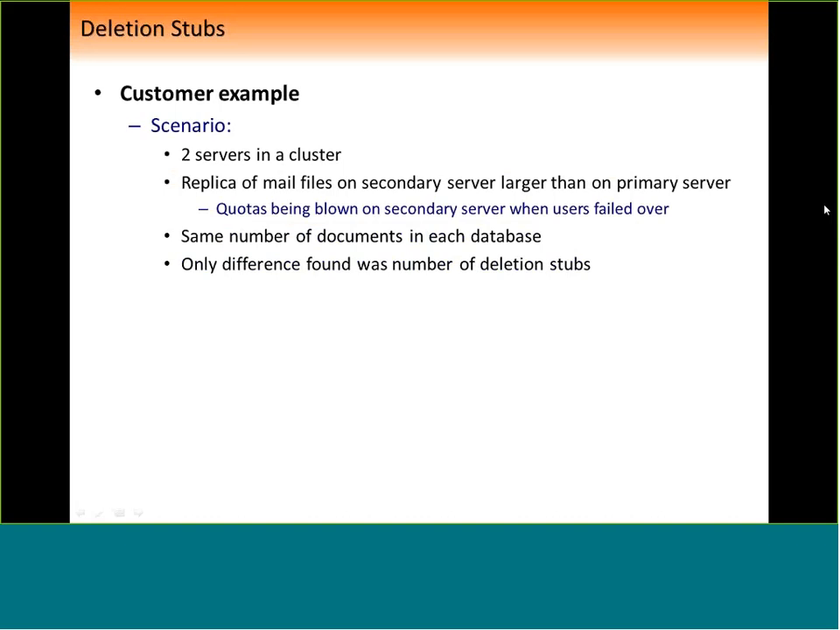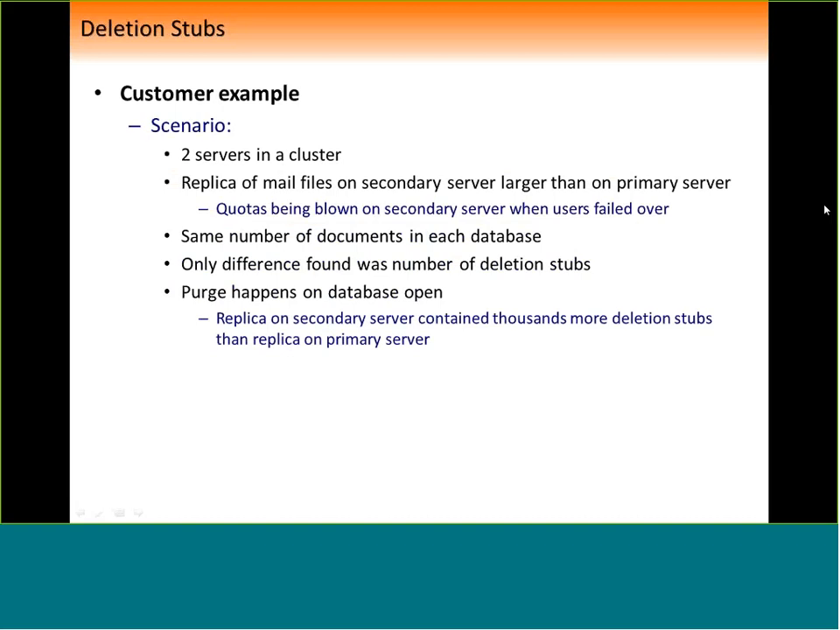So they had this really strange scenario. When users would fail over to the secondary server, the users were finding that their quotas were blown. So they said, we don't actually understand this. We've looked and we see there's the same number of documents in each database. Can you possibly explain it? So I went ahead and did the analysis, and one of the things I found that was different was the number of deletion stubs.